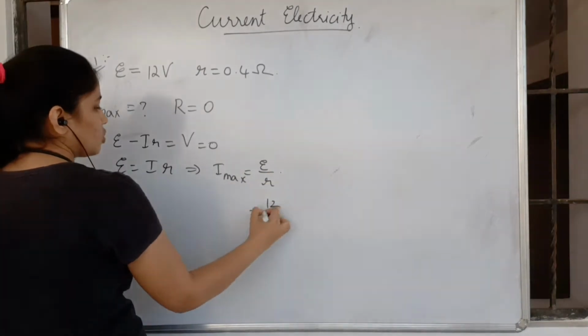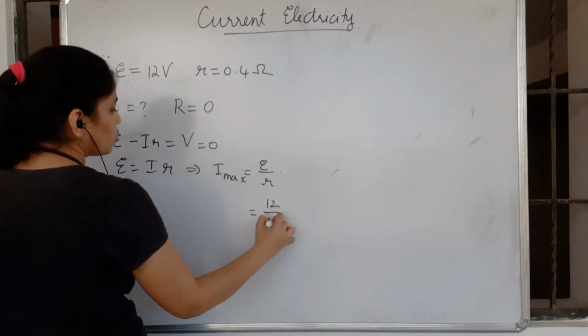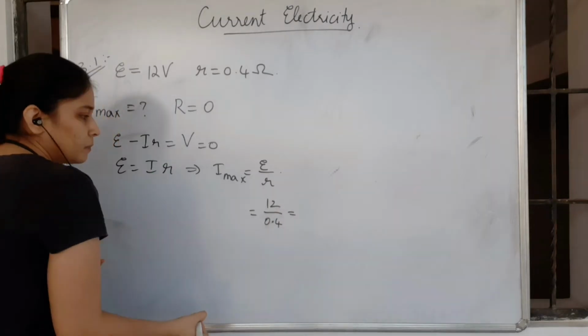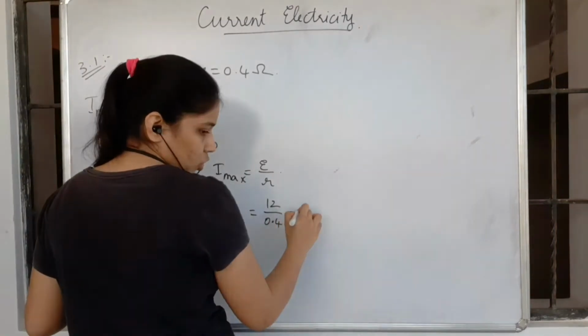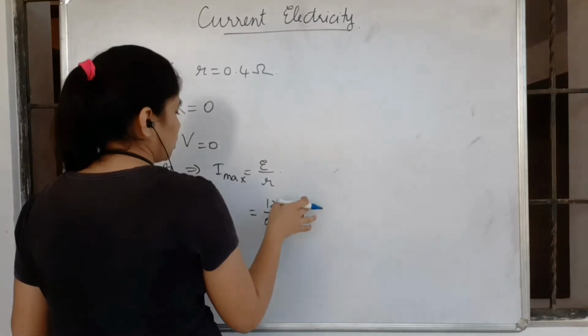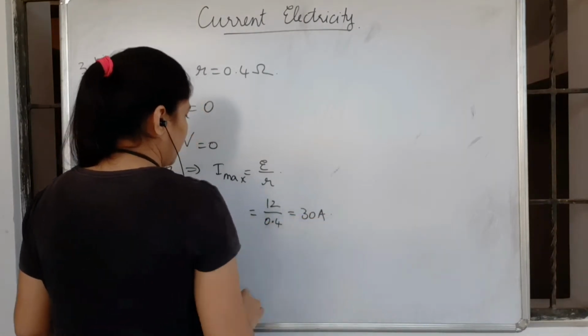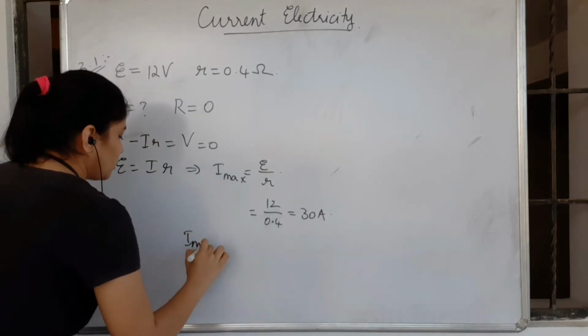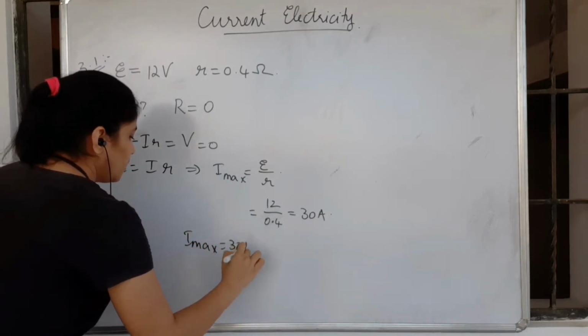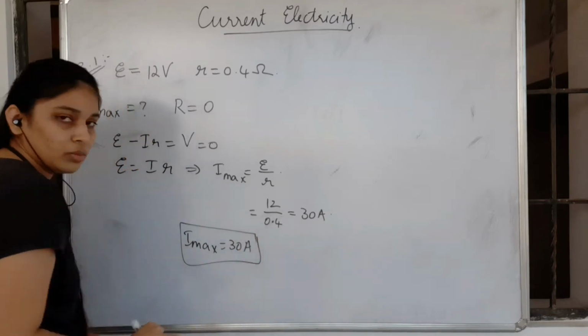That is nothing but 12 by 0.4. So 12 by 0.4 will be 30 ampere. So the answer, I max equal to 30 ampere, will be your answer.